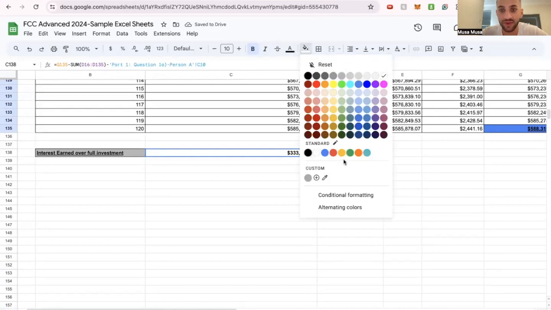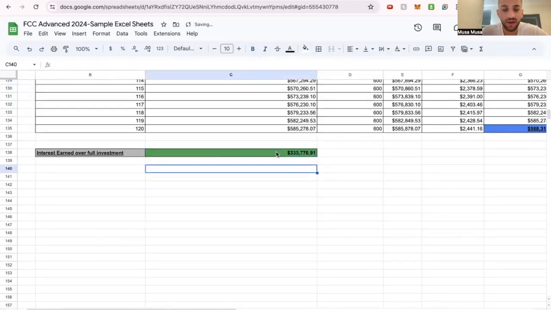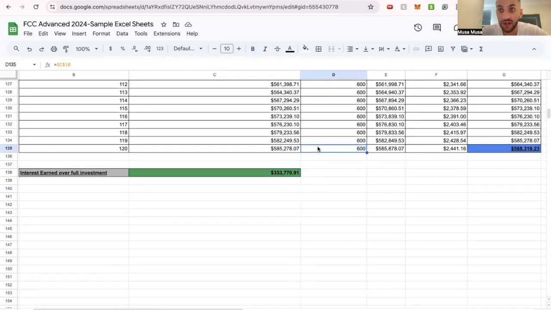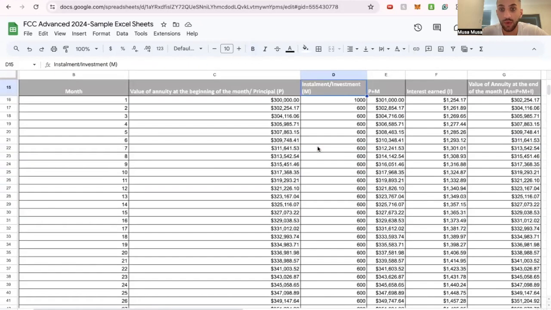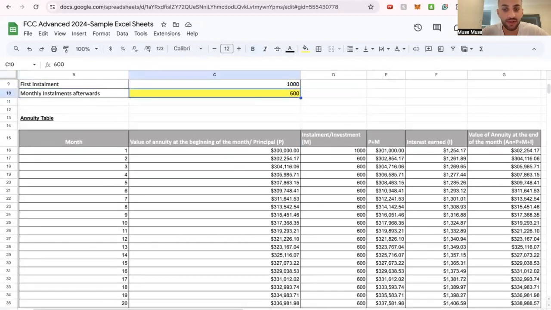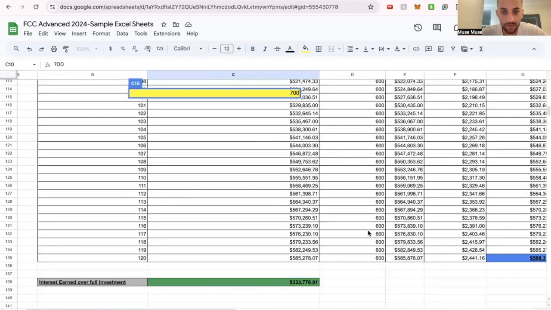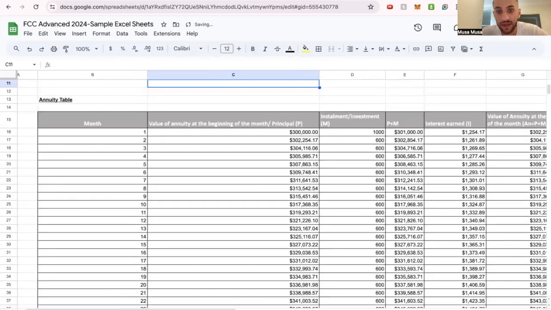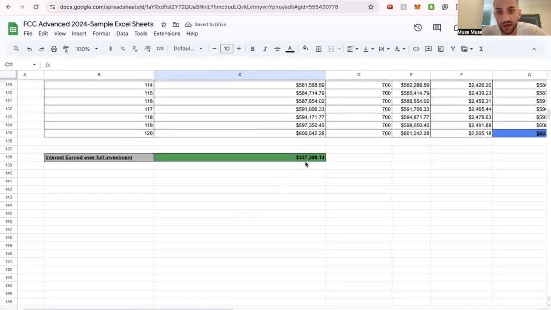Make this green because it's for money. Okay. So if we change this automatically, see, if I made $600 installments, this is how much interest I earned over the entire annuity, over the entire 20 years. Whereas if I made my monthly contributions 700, wait, let's just see what it was before. 333,334,000. If I make this 700, I make 337,000. So just give yourself a couple of different examples and say this is how much interest I would have earned in different cases. Sounds good?